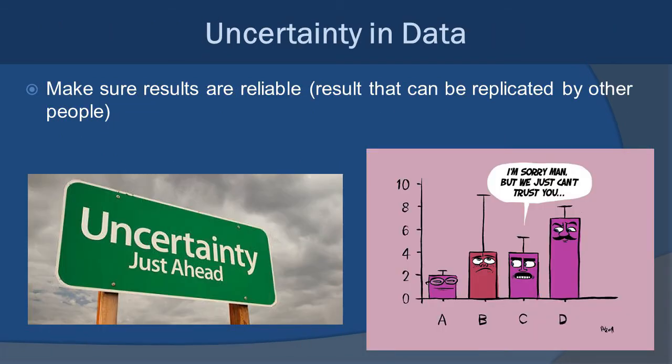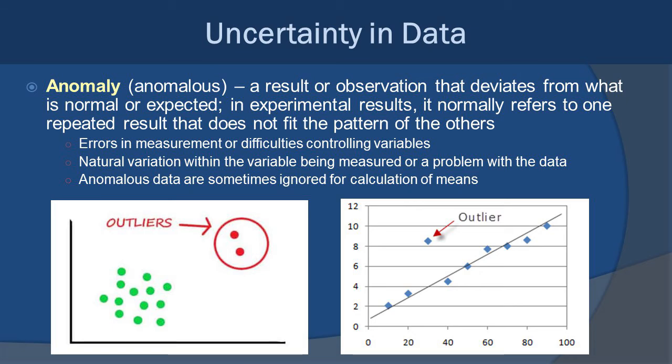Now you've gotten your experiment designed all figured out and you're ready to collect data. Now let's talk about the data, specifically uncertainty, because all data has a certain amount of uncertainty. You want to make sure your results are as reliable as possible and that they are replicated by others. That's why you take such care in designing your experiment. So there is something called an anomaly or anomalous data, a result or observation that deviates from what is normally expected. In experimental results, it normally refers to one repeated result that does not fit the pattern of all the others. Now you can see some graphs down below that show outliers. This is that anomalous data.